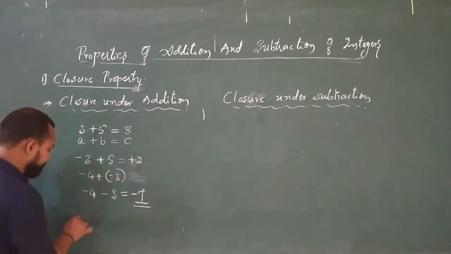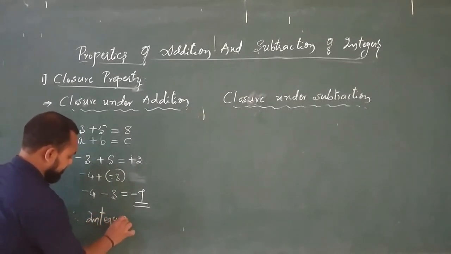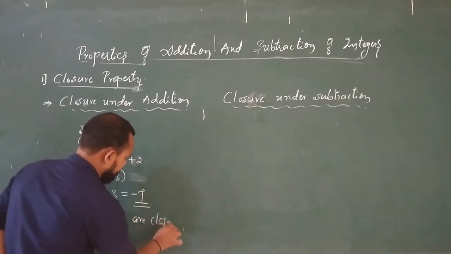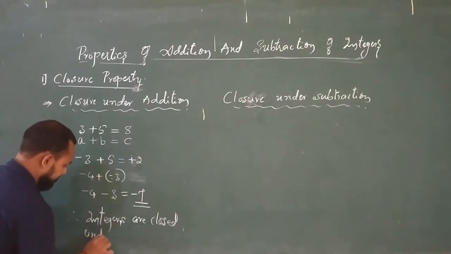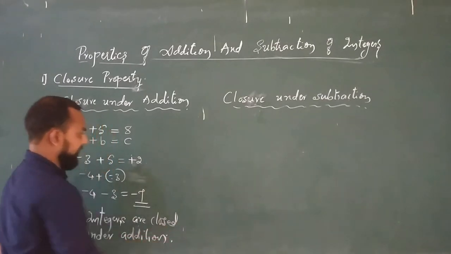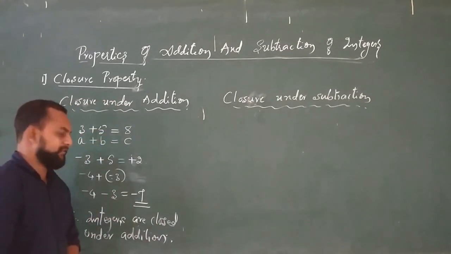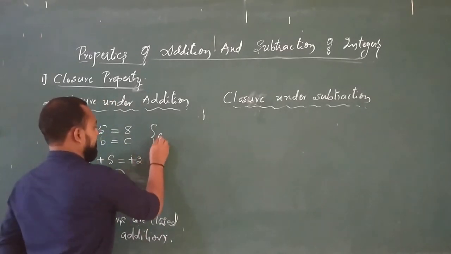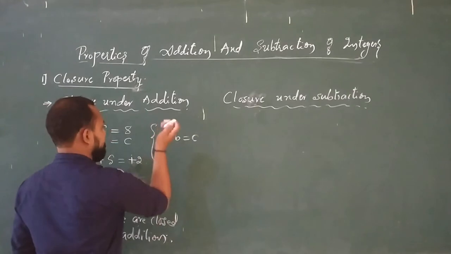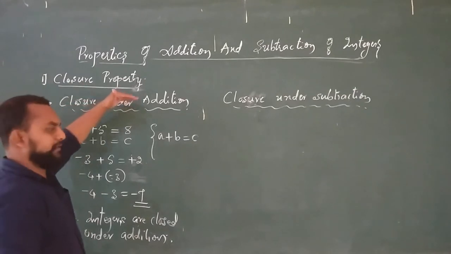Therefore, integers are closed under addition. The general form of the closure property under addition is A plus B is equal to C. Now this is the closure under addition.